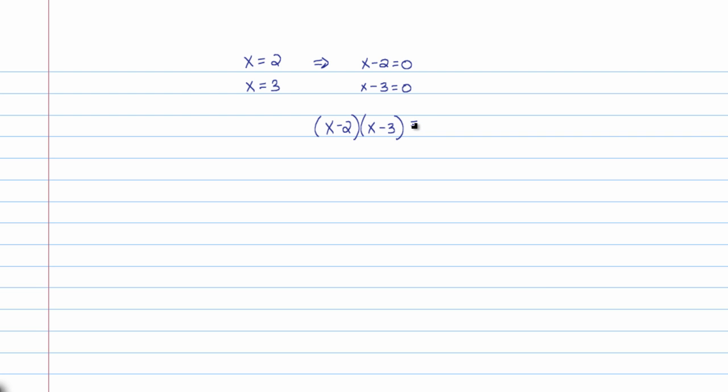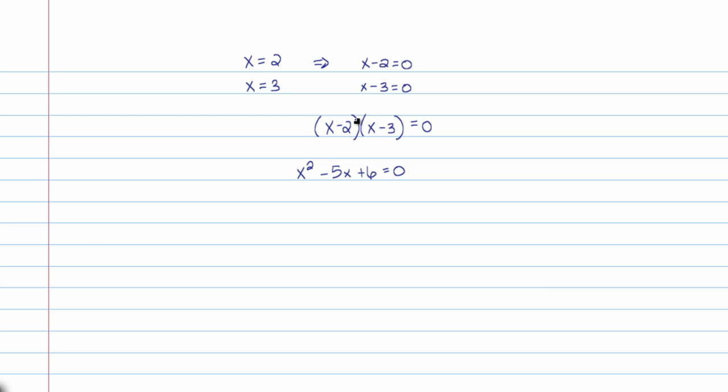So when you multiply these two binomials, the product must be 0. And now you can see I could just distribute this out. I get x squared minus 5x plus 6 is equal to 0. And that's the quadratic equation right there that has x equals 2 and x equals 3 as its solutions. So we're essentially going backwards.